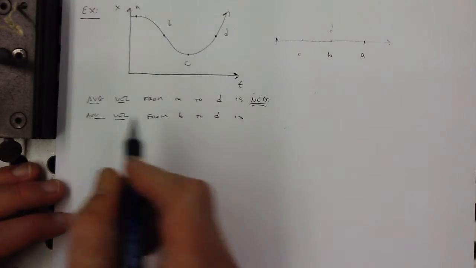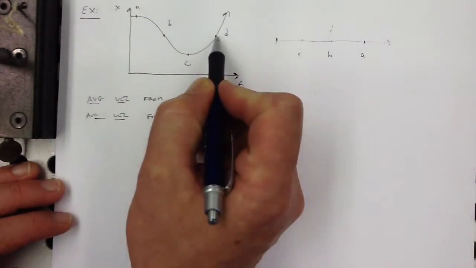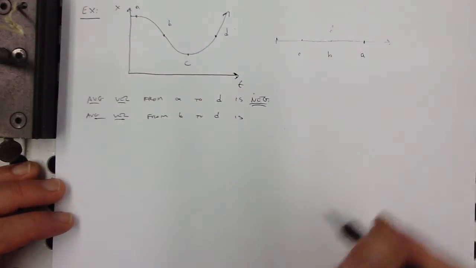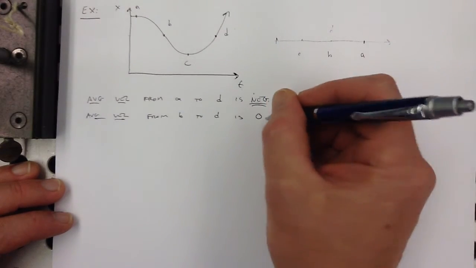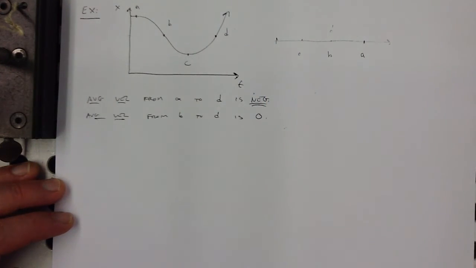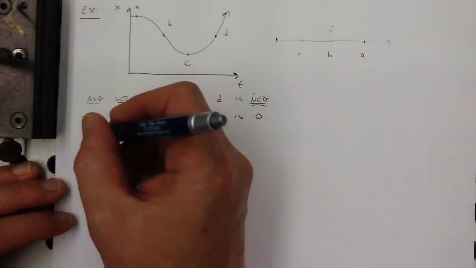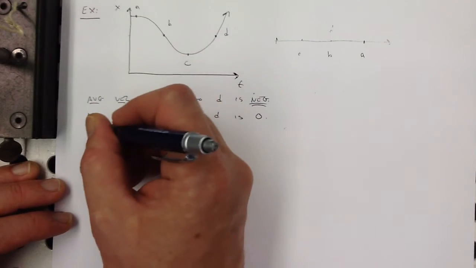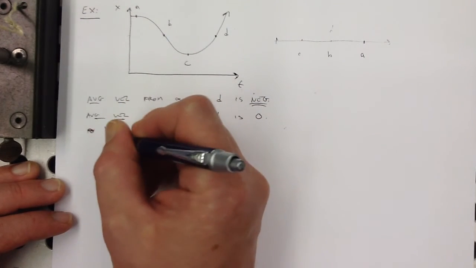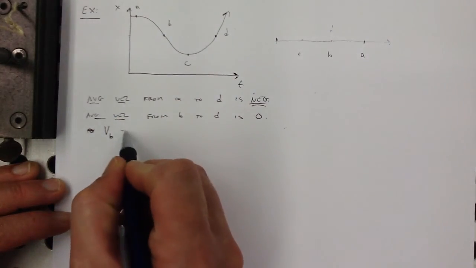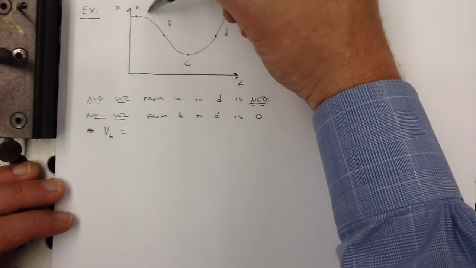All right, so the average velocity from B to D, since B and D are actually the same location there, it's 0. Right? How about the instantaneous? When I say instantaneous velocity, I'll just say like V sub B. So what's the velocity right at B? Well, here, that would be the slope of this tangent line.